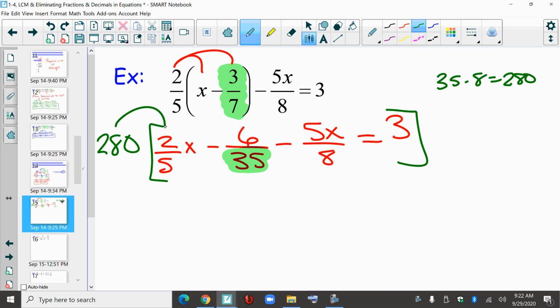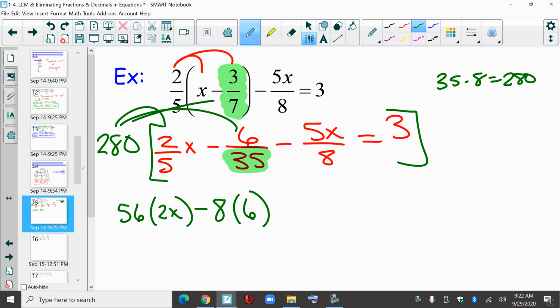So using your calculator, you are going to go ahead and take 280 and divide it by 5. 280 divided by 5 is going to be 56. And then I drop down the 2x. Go to the next term. 280 divided by 35. Well, we know that. That's 8. So that's going to be minus an 8 and drop down the numerator, which is 6. Equals, or it should be the next term. 280 divided by 8 is going to give you the 35. We know that from that multiplication table up there. And drop down the 5x is equal to 280 times 3 is going to give you 840.